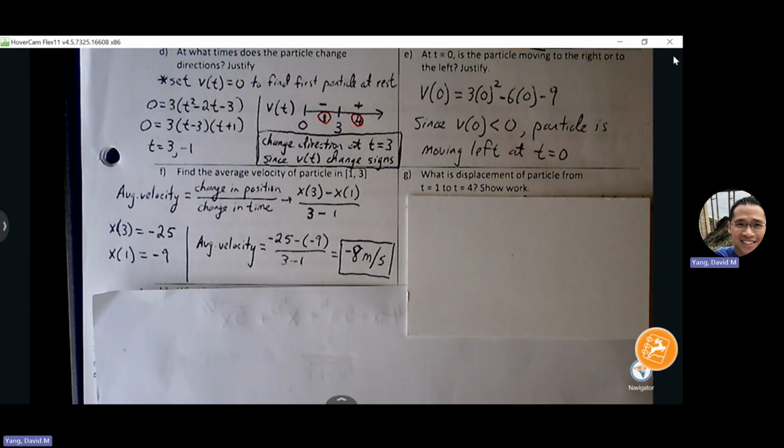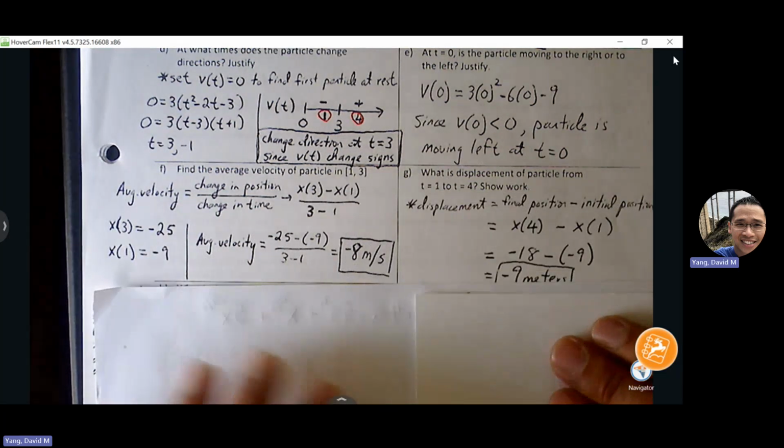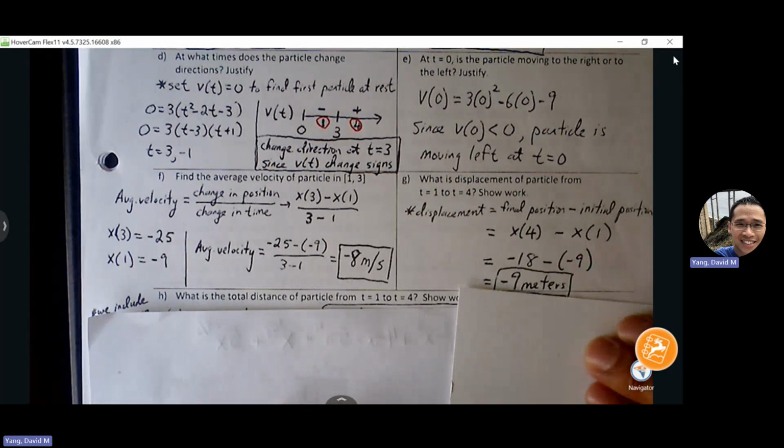How do we find displacement? Final minus initial. Yeah, final position minus initial position. We don't touch velocity, we just use the position. If we get a negative value, we keep it. If it's positive, then that's fine as well.